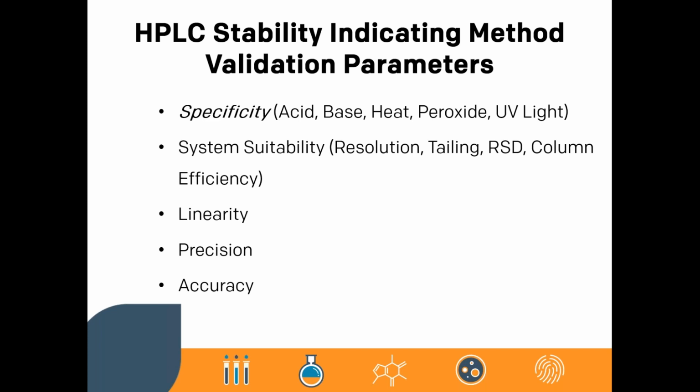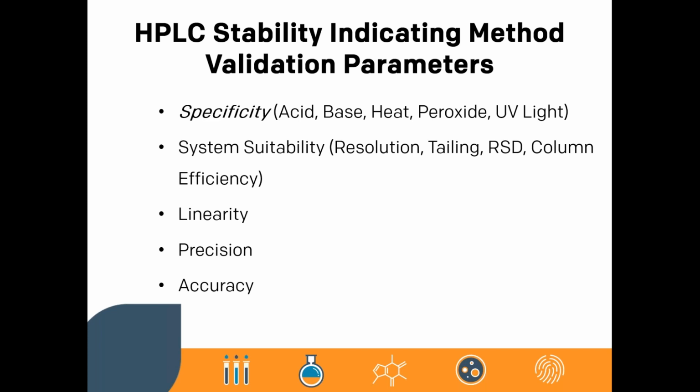This system suitability, which is the resolution or tailing, relative standard deviation, and column efficiency, are parameters which should actually be done in every test. And regardless of whether it's a stability indicating method or potency, you should be running standards which are set up clearly in USP and FDA guidance documents for any analytical method.